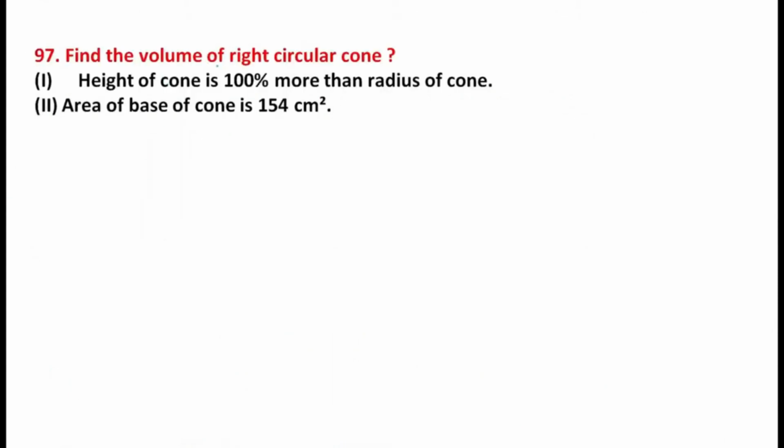Now we need to find the volume of a right circular cone. What is the volume formula? The volume formula is 1/3 of pi r square h. If you want to solve this question, you require r and h. Point number 1: can 1 alone give the answer or not? The h value of the cone when compared to the radius is 100% more. The ratio becomes 2 is to 1. Based on the ratio, we never get any values, guys. So 1 alone is not sufficient.